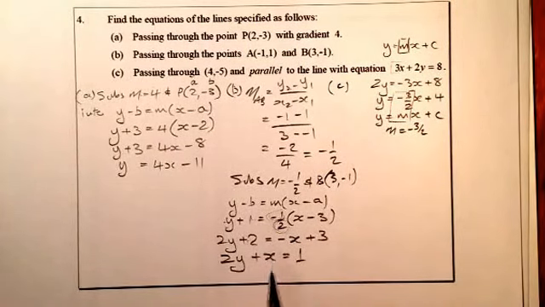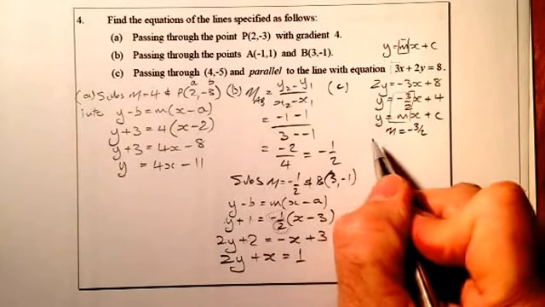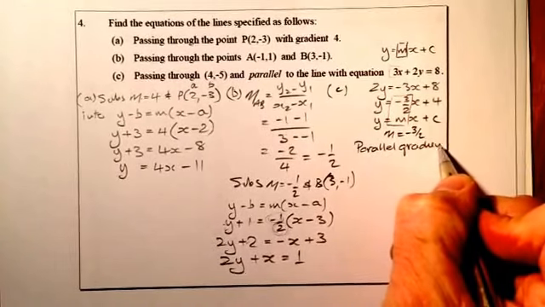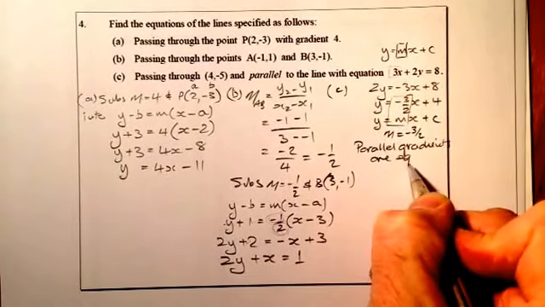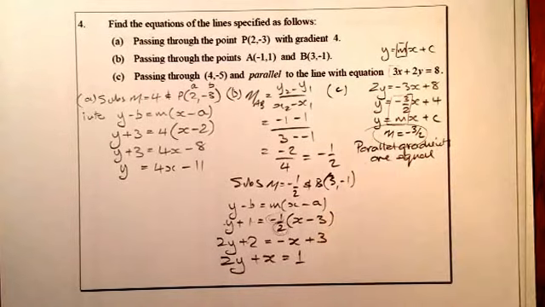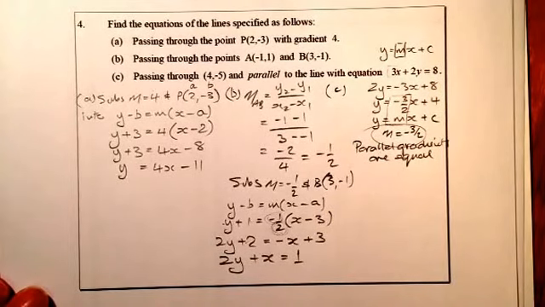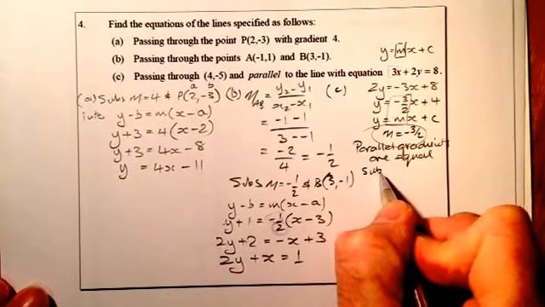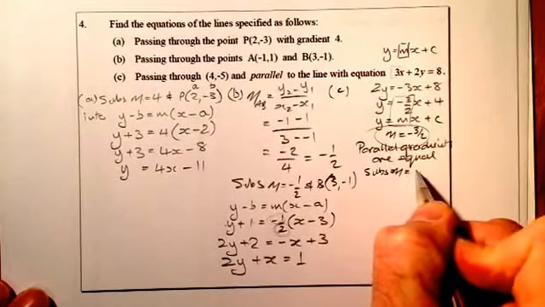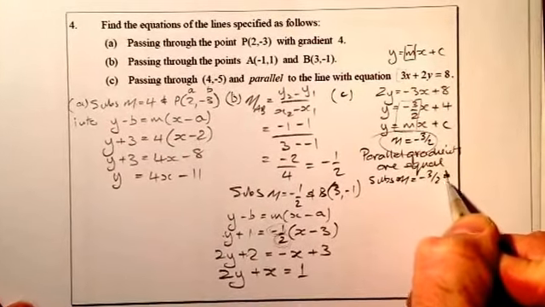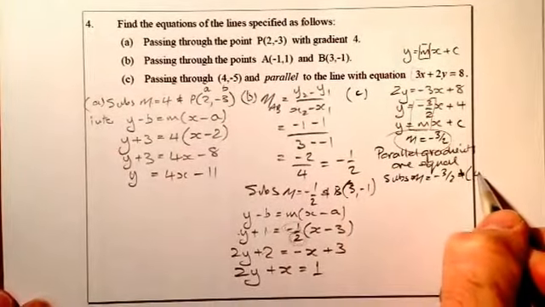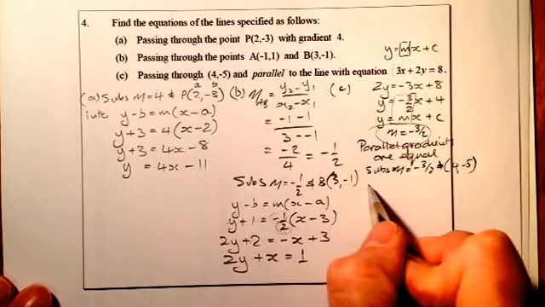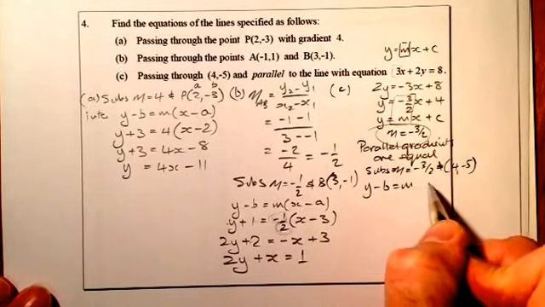I know that parallel gradients are equal. So I'm going to be using that gradient to work out the equation of the line. I'll substitute the gradient equaling minus 3 over 2, and the point I'm going to substitute in is (4, minus 5). Hope that still appears on the screen. Yes, it does. And I'm going to put that into y minus b equals m times x minus a.